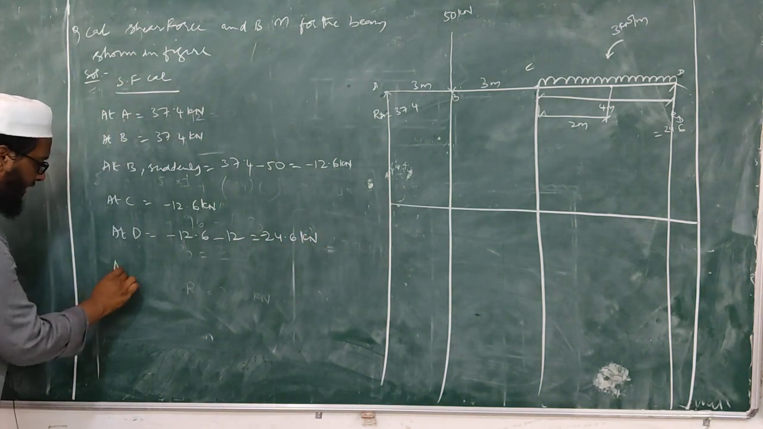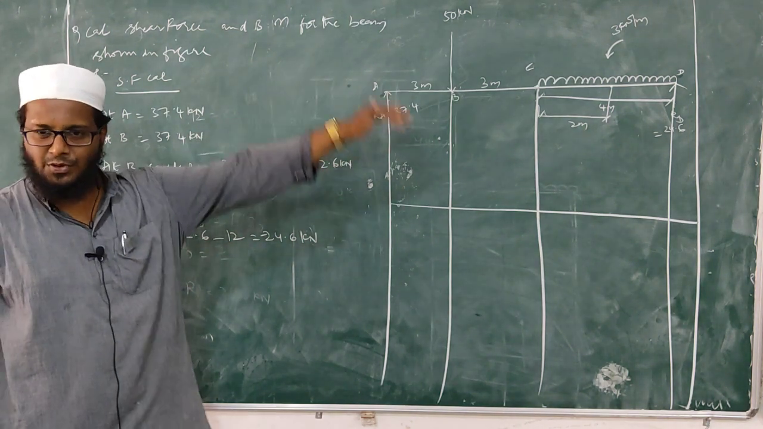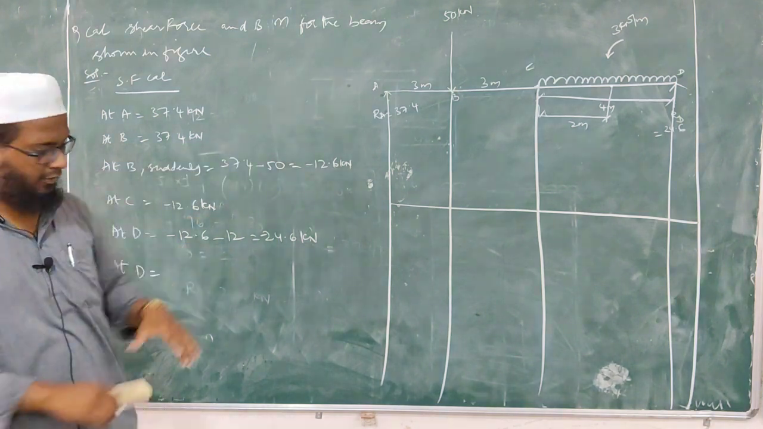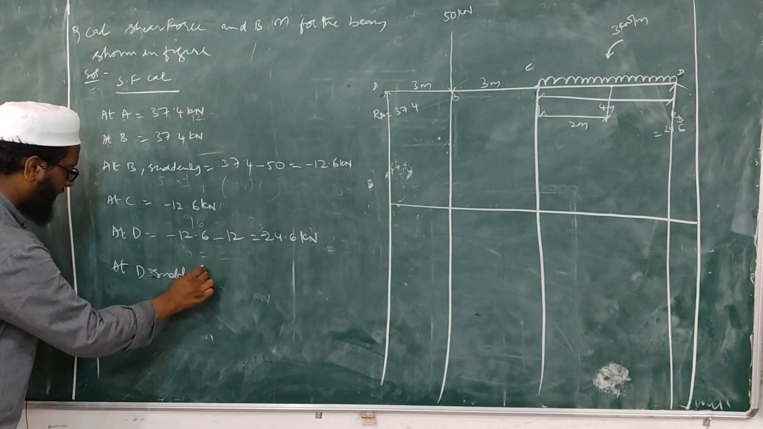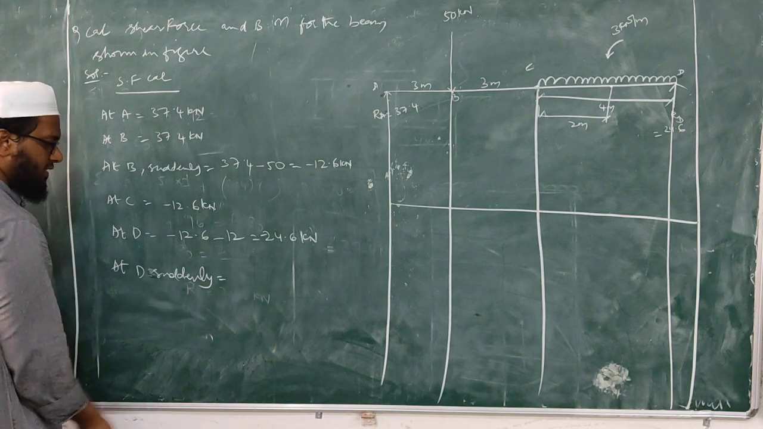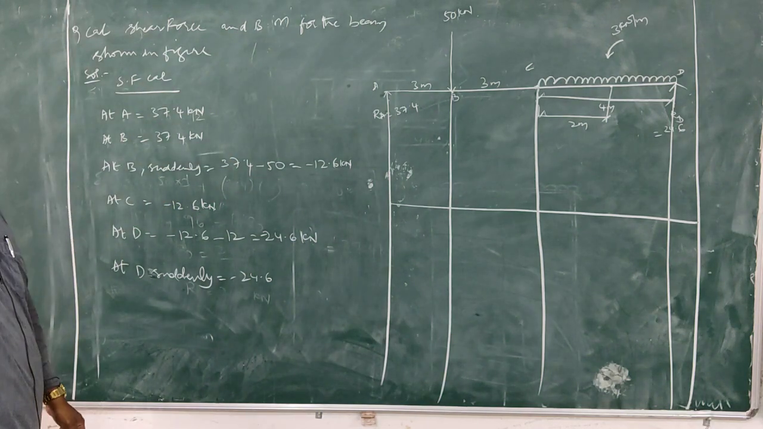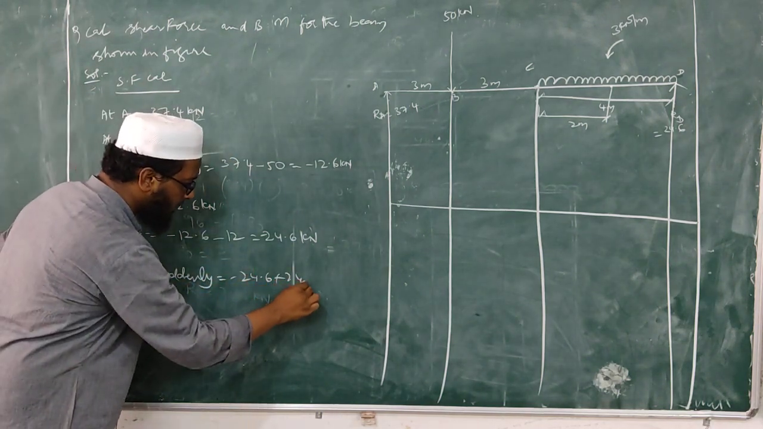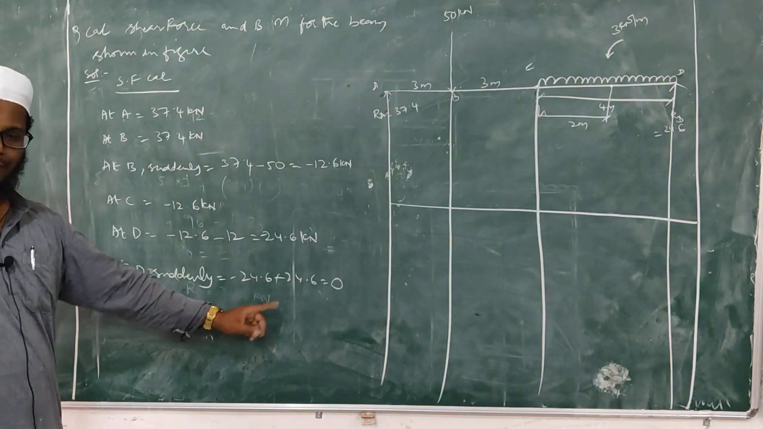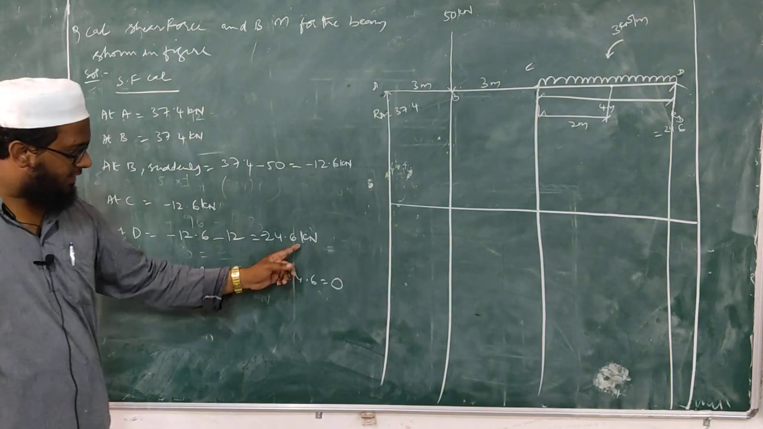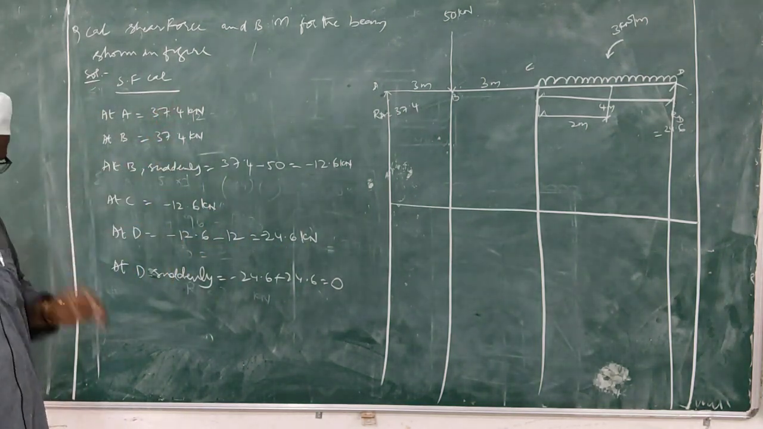Now at D, what happens? Suddenly there we have a point load. So at D, it's up to you, either you will calculate or not, because it is the end point. Minus 24.6, and RD is going in the upward direction, so plus 24.6, which is equal to 0. So you have to get 0 or else at least the same value but in opposite sign. Okay, so this is how we calculate shear force.